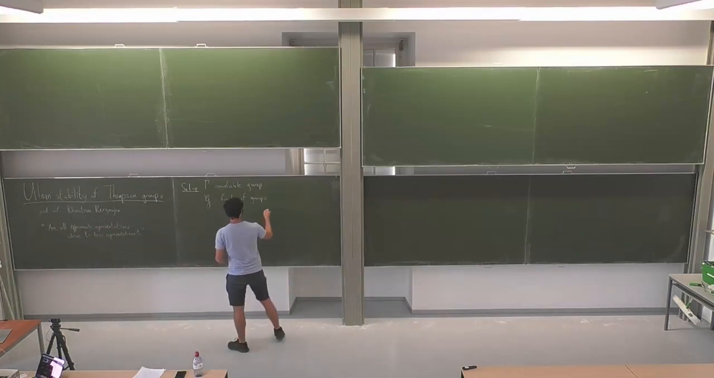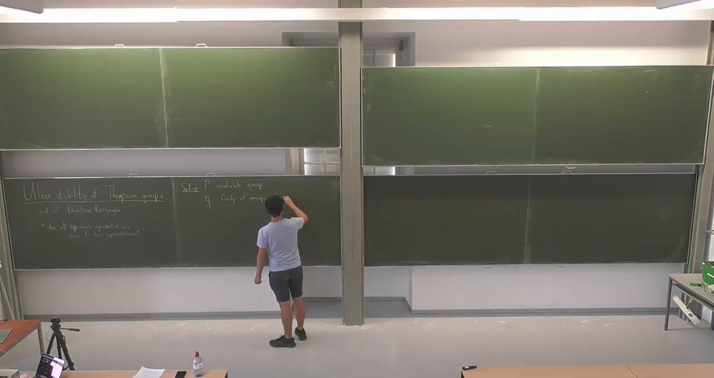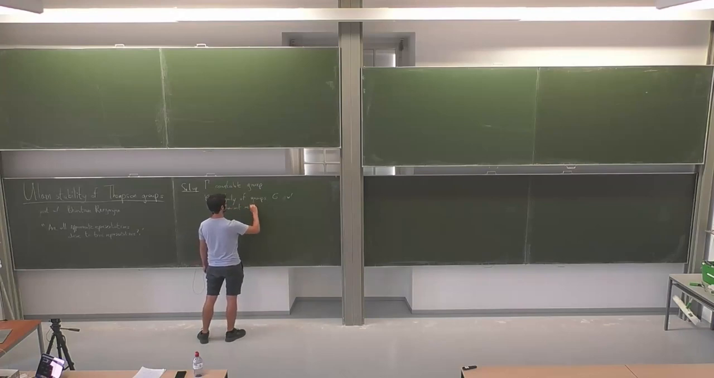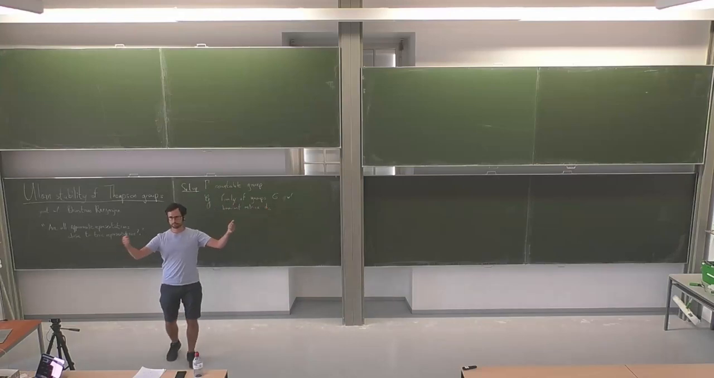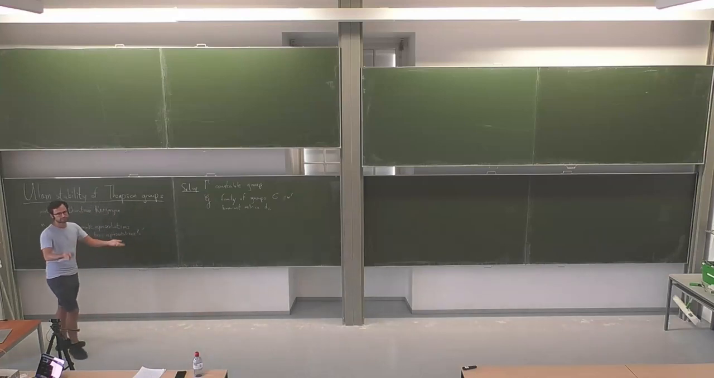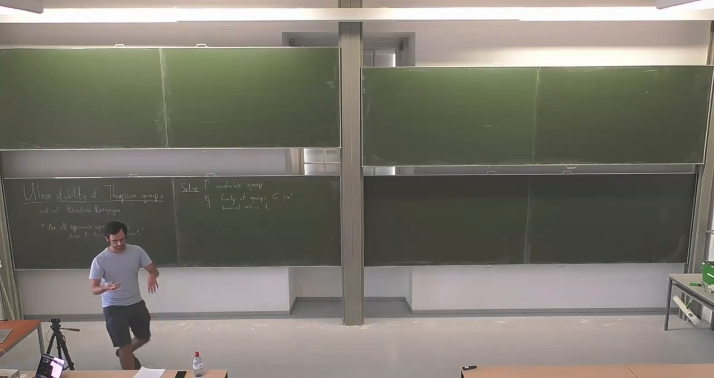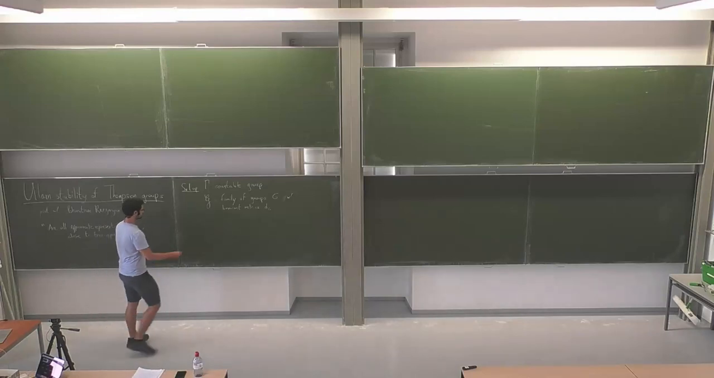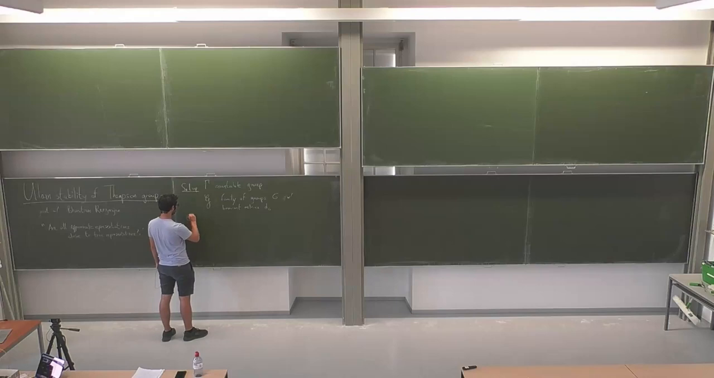So these are groups with bi-invariant metrics. By invariant I just mean, if you multiply from the left or from the right, this doesn't change. It's just a nice notion of structure preserving distance. Okay, so let me just right away tell you a couple of examples.